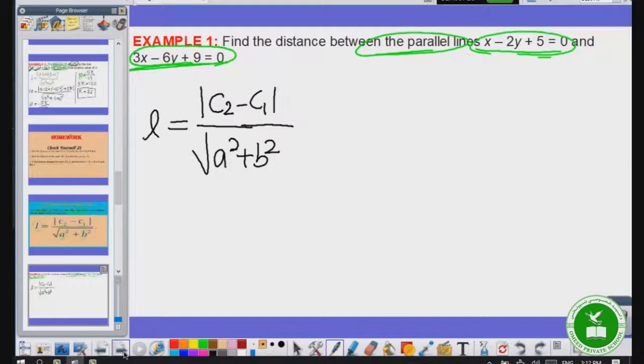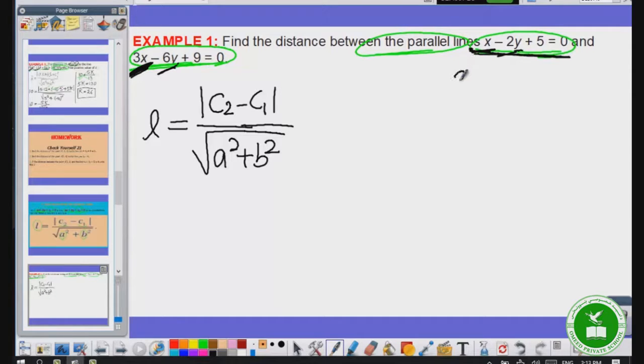Now, A and B are coefficients of x and y. You see here, x has a different coefficient, and here x has a different coefficient. Here y has a different coefficient, here y has a different coefficient. So we should make them the same. Coefficients of x should be the same and coefficients of y should be the same. How can we make that? Here it is 3x, here it is 1x, so we just multiply this equation by 3.